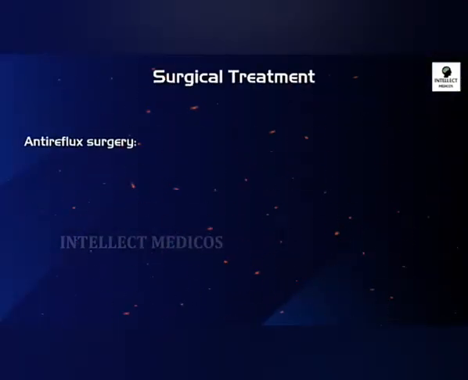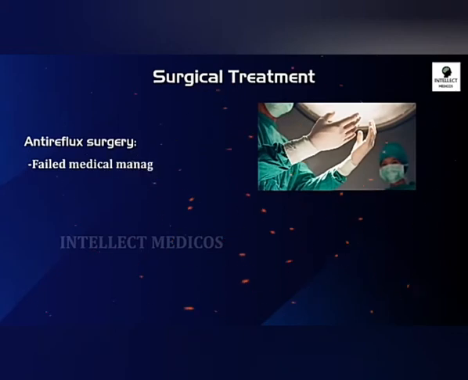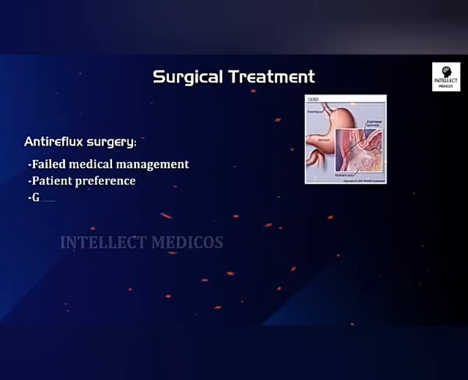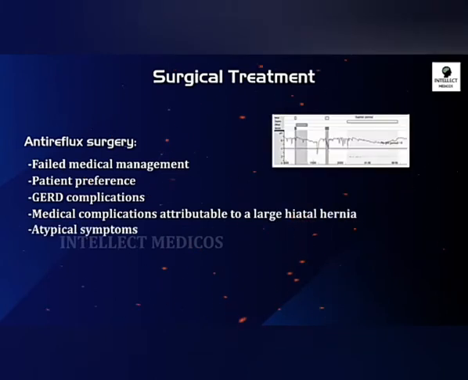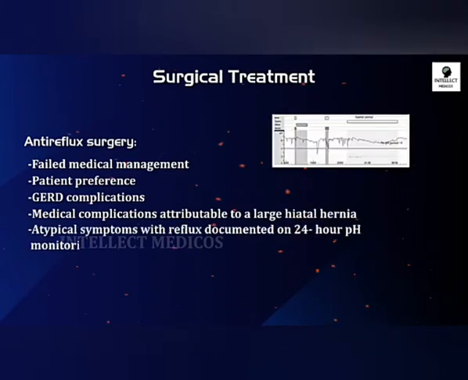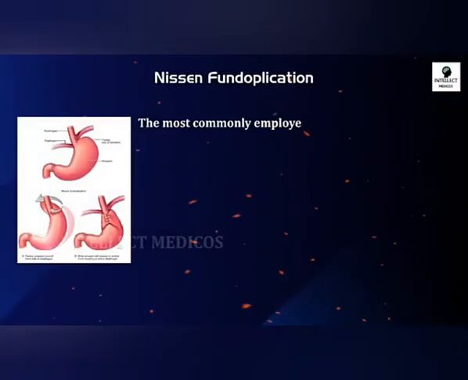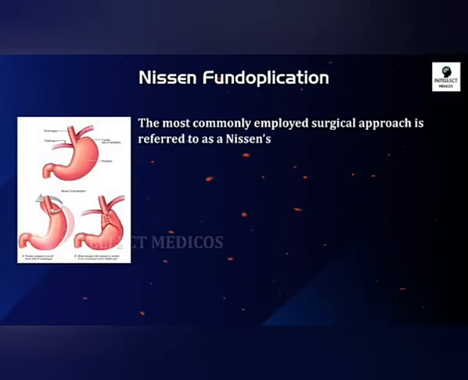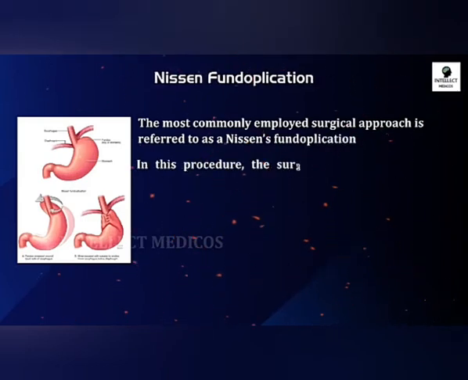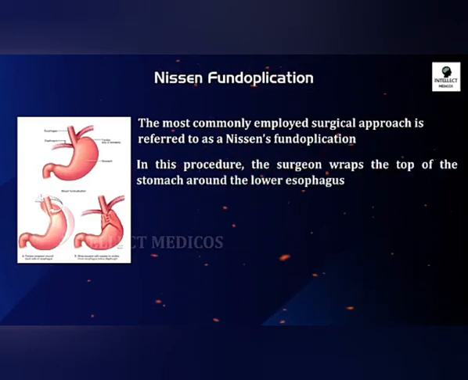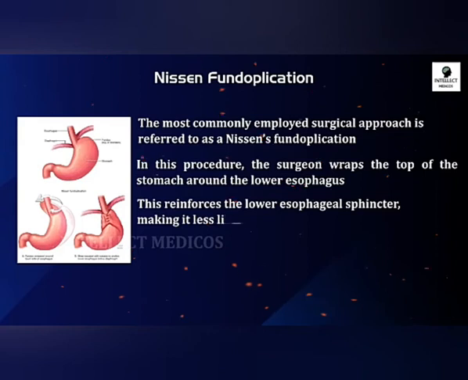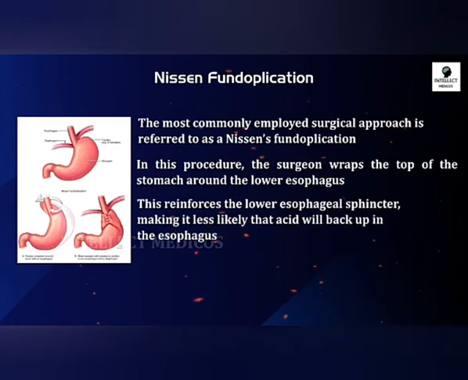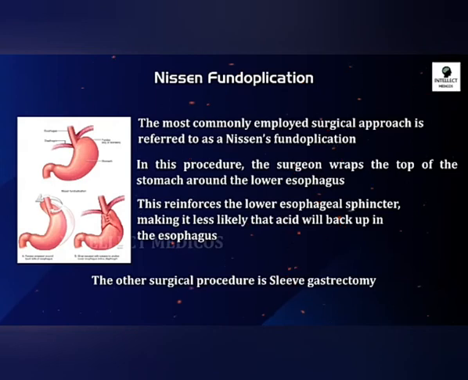Now coming on to the surgical treatment. It is done whenever there is failed medical management, patient preference, GERD complications, medical complications attributable to a large hiatal hernia, or atypical symptoms with reflux documented on 24-hour pH monitoring. The most commonly employed surgical approach is Nissen's fundoplication. In this procedure, the surgeon wraps the top of the stomach around the lower esophagus. This reinforces the lower esophageal sphincter, making it less likely that acid will back up in the esophagus. The other surgical procedure is sleeve gastrectomy.